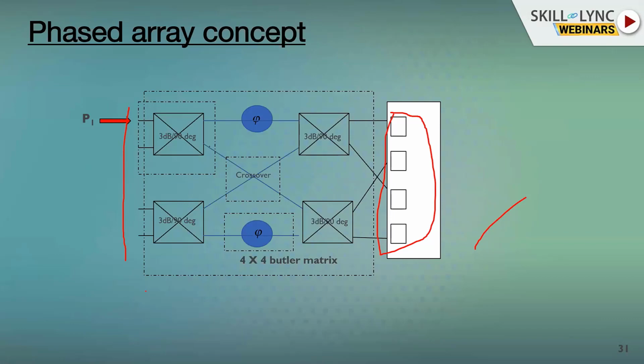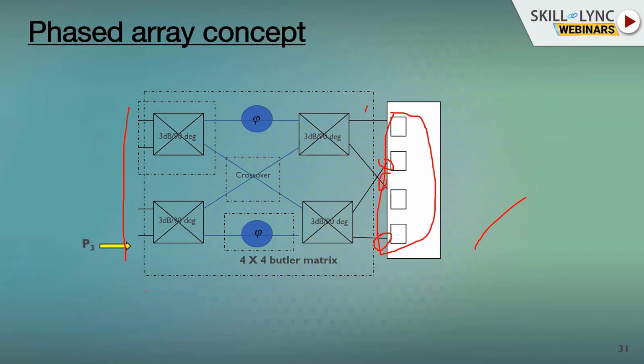When port one is excited, we will straight away get one output here, another output here, another output here. So all four antenna elements are being excited with a different set of phase or amplitude excitation. So now I will get a beam like this. Next, I will excite the port here, then I will get a beam like this.